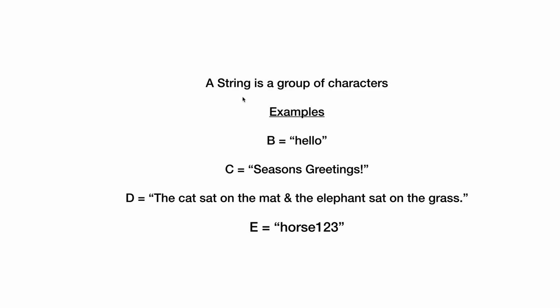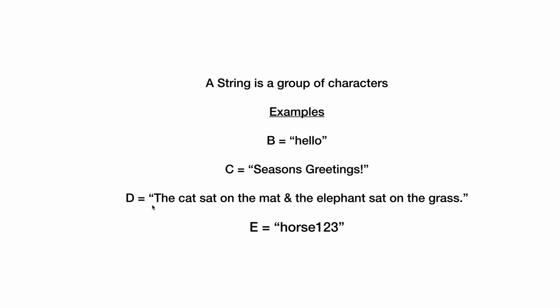So what is a string? A string is a group of characters. Examples include, say you have b equals "hello". So the variable is b and the value you've put there is hello. And note, strings are often given in quotation marks. c equals "Season's greetings!" So the variable is c, the value is Season's greetings in quotation marks. Note here you have a space and you also have an exclamation mark.